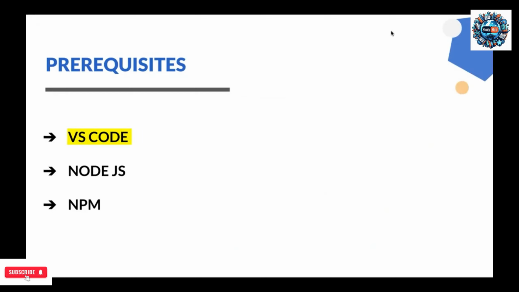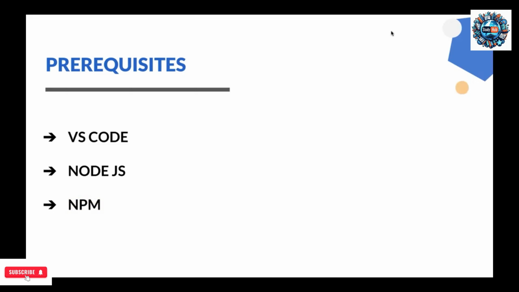Second one is Node.js. Node.js will help us to install Vue CLI, which is used for setting up the Vue application. At last, we need npm, which stands for Node Package Manager. So we need to have an understanding of npm and its commands so that we can install all the necessary packages which are required for setting up our first Vue app.